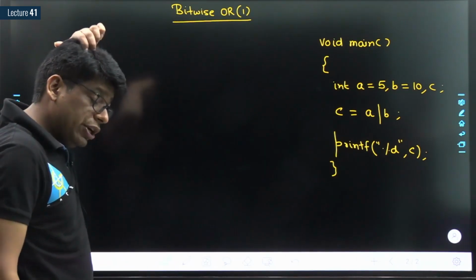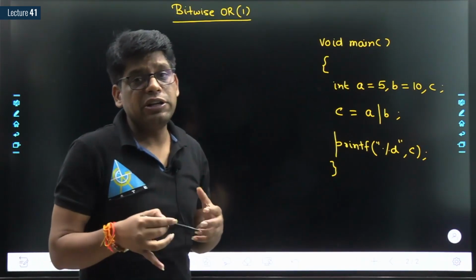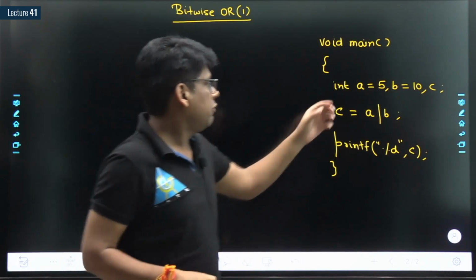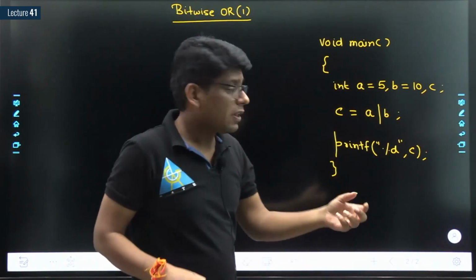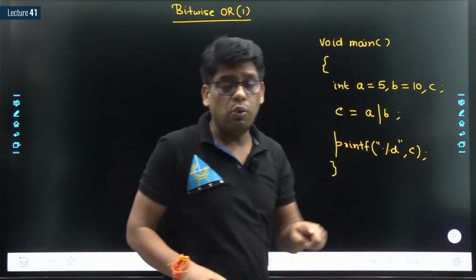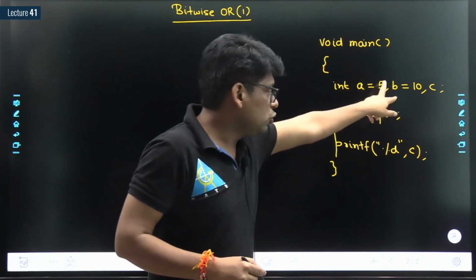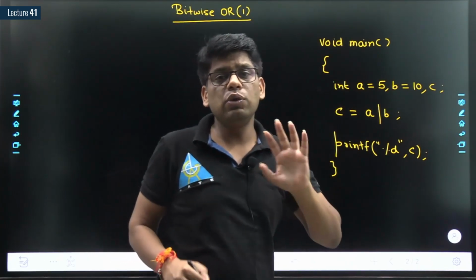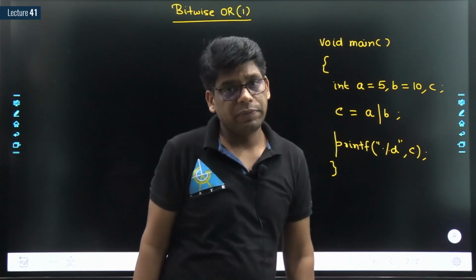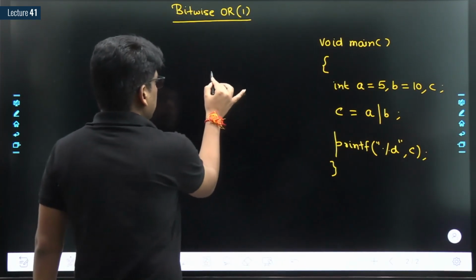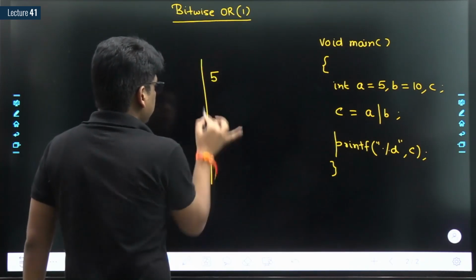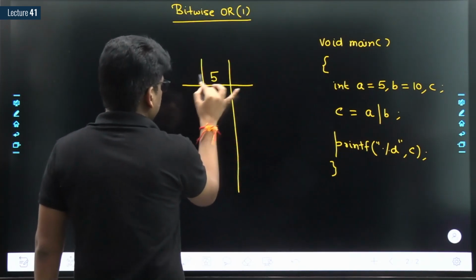The very first thing you need to understand is, we are learning Bitwise Operator. That means we will not work upon this value as a whole. First, we need to convert both of the operands into their equivalent binary numbers. That means if I ask you, what is the binary equivalent of 5? We know the process.